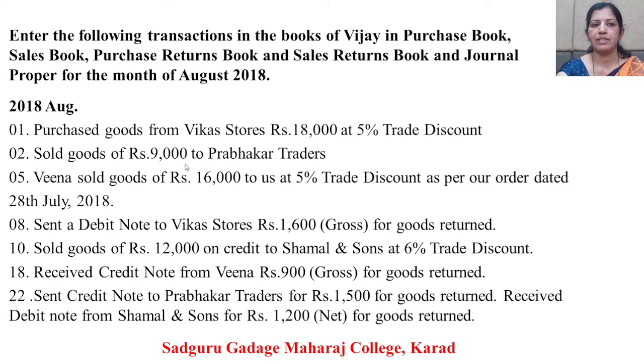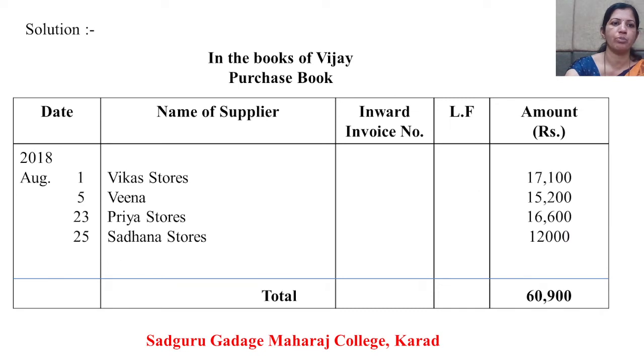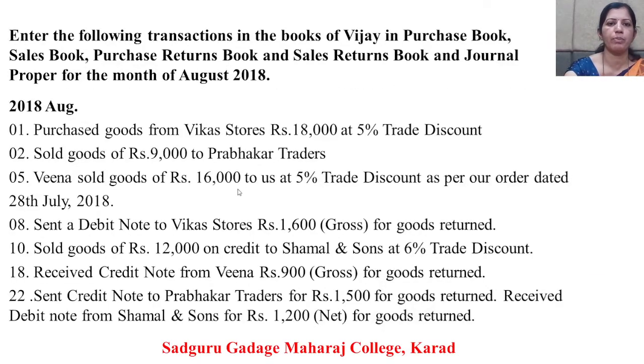See, in this transaction, Veena sold goods to us. Veena sold us means we purchased from Veena. That's why this transaction is recorded in the purchase book. See, date 5th, name of supplier Veena, and amount. We purchased goods of rupees 16,000 at 5%.